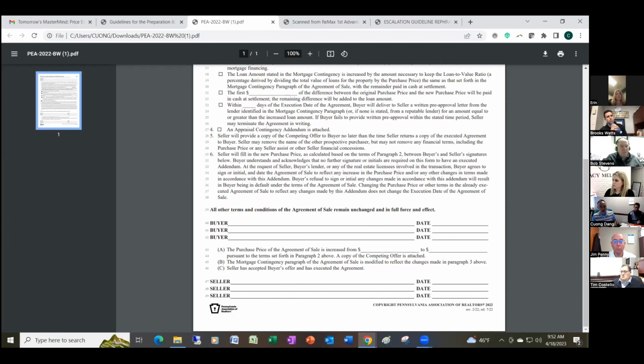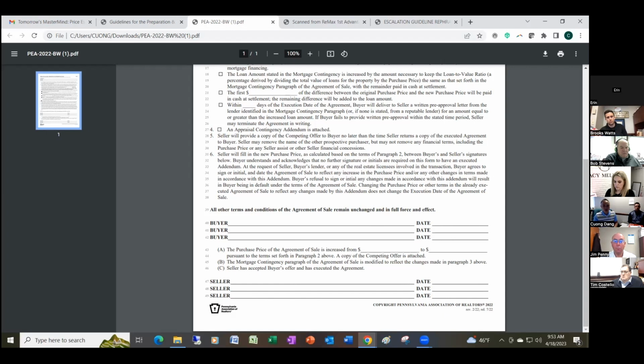And then A, under buyer, A, the purchase price of the agreement of sale is increased from blank to blank. So that's where you put in your new price, okay, as seller. Pursuant to the terms set forth in paragraph 2 above, a copy of the competing offer is attached. So there, again, it states the competing offer is attached. So 2 times in this document, it's mentioned that it's attached when you execute this agreement of sale at the time.